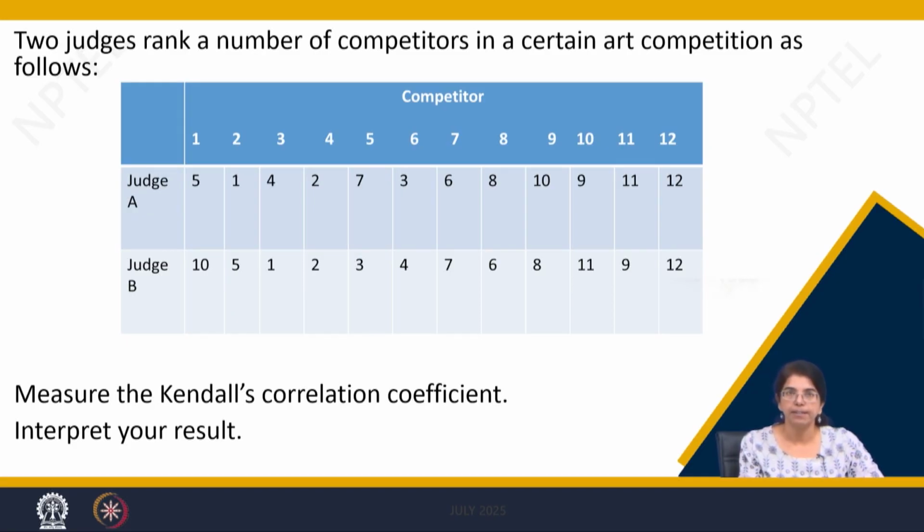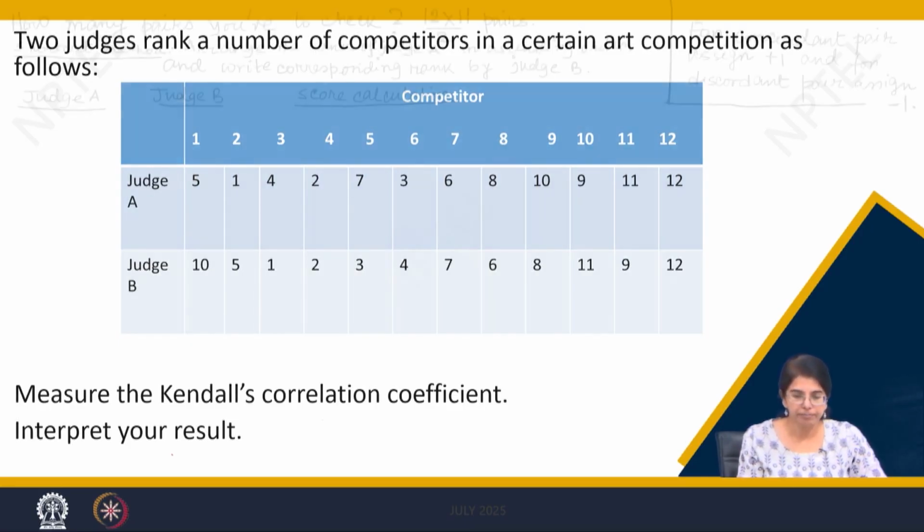Now let us have the same example or exercise which we have done in the context of Spearman rank correlation. It's a very interesting example. Two judges rank a number of competitors in a certain art competition as follows. So there are 12 competitors. Judge A has assigned some rank as per their performance, and Judge B too has ranked these 12 competitors. Now the question is, measure Kendall's correlation coefficient and interpret your result.